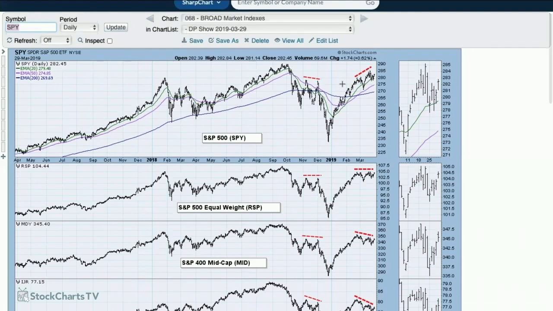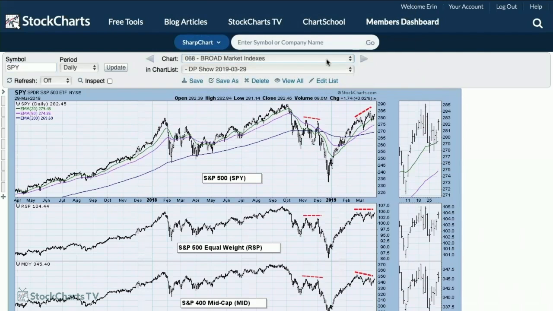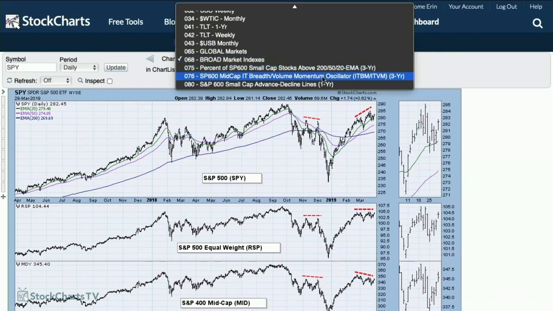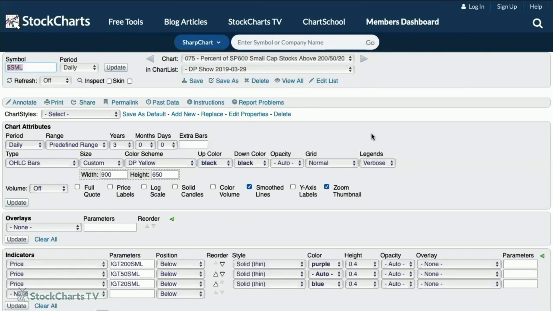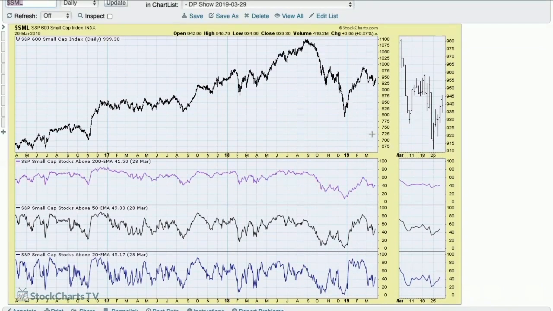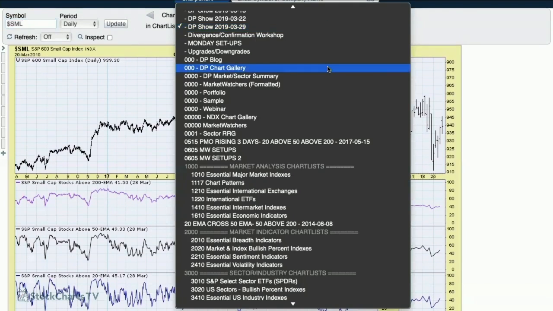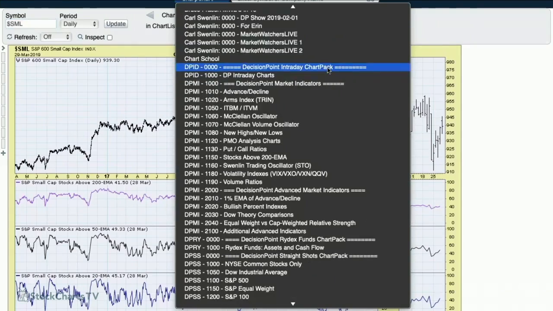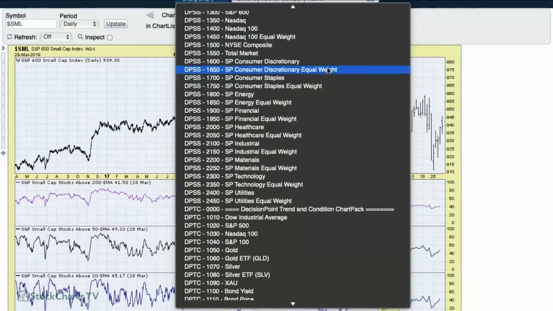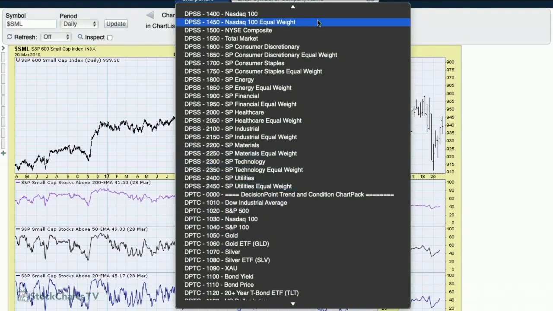And if you look at the RSP line, we had an argument about whether we should be using the S&P 600 or the Russell 2000. The reason we use the S&P 600 is we have market charts on the S&P 600, and that's something you don't have for the Russell 2000.